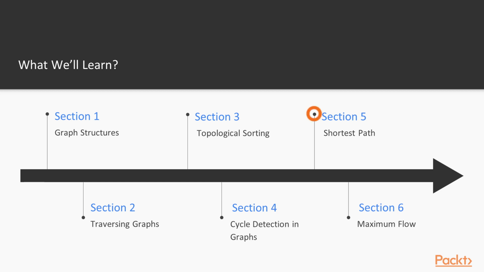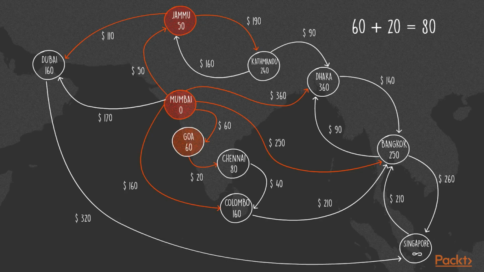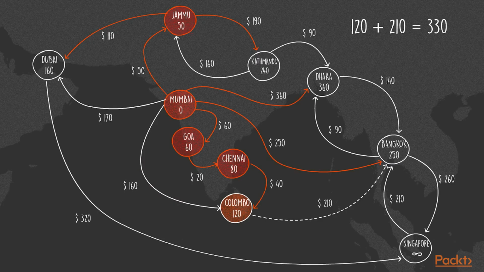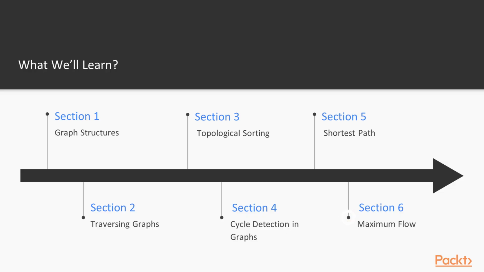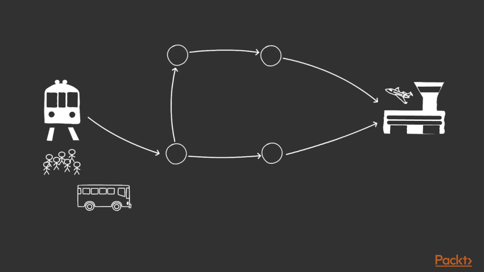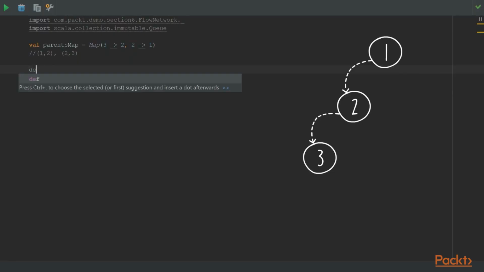The next section, we talk about shortest paths. We describe applications and show how the shortest path algorithm works. Later, we implement the algorithm in Scala. In the final section, we pick a slightly more challenging problem. In this section, we look into finding the maximum flow in a flow network. As usual, we present applications, algorithms, and implementations.